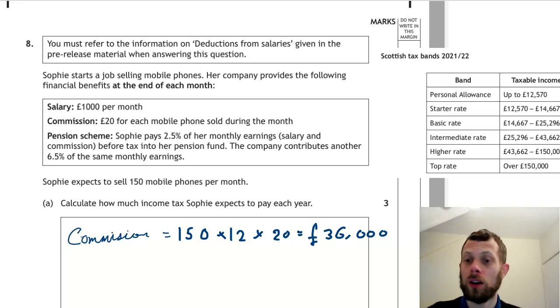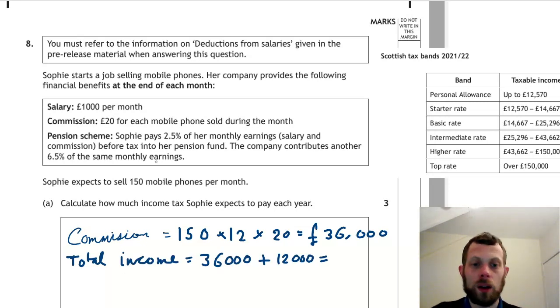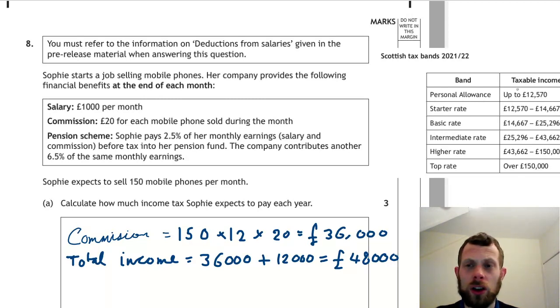We find her total income by adding that onto the £1,000 a month, which is £12,000 a year. So that would be £48,000. Now the thing to remember is that income tax is calculated on the taxable income, which does not include pension contributions. So remember, national insurance is worked out before pension contributions, but income tax is worked out after pension contributions.